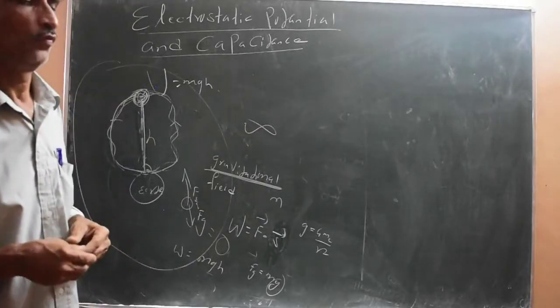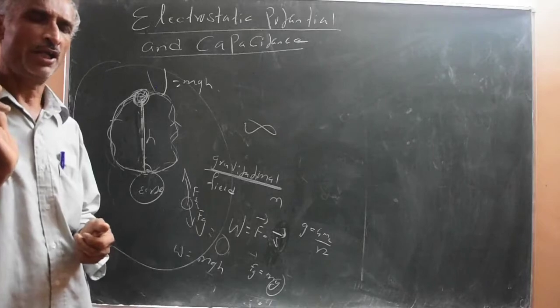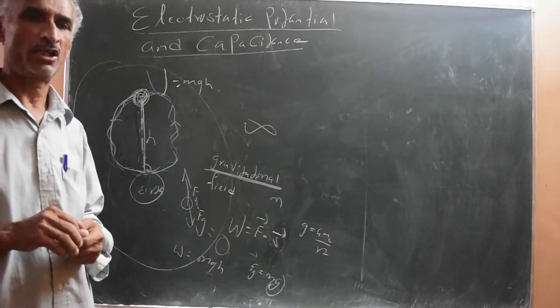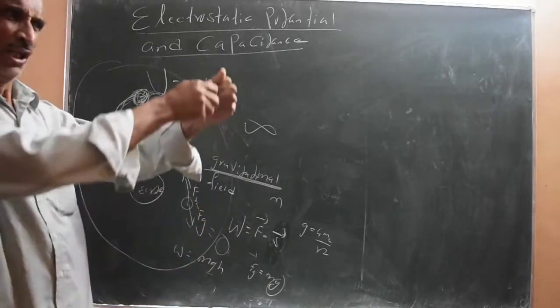Against whichever force the work is done, it will be stored as gravitational potential energy. Against which force the work is done by an external force will be stored in the body in the form of potential energy. So, you know, a bow and arrow.